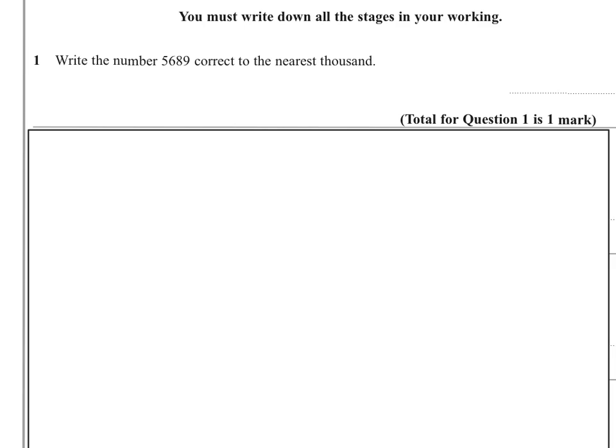Question 1. Write down the number 5,689, correct to the nearest 1,000. Well, let's write the number down. Here we have the units, and then here we have the tens, because this means 80, 8 tens.